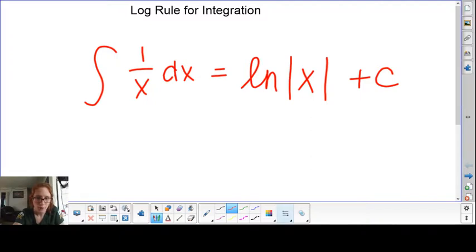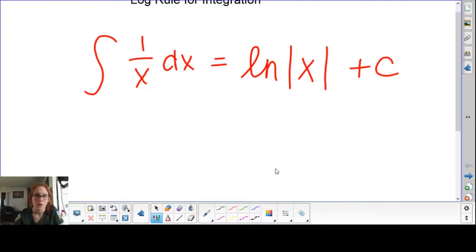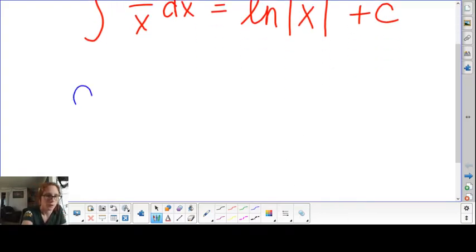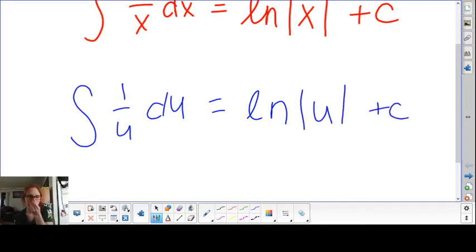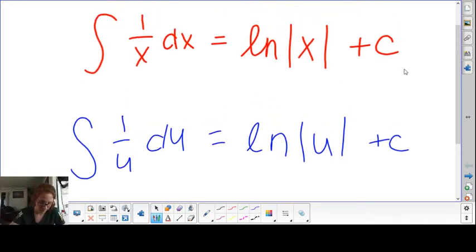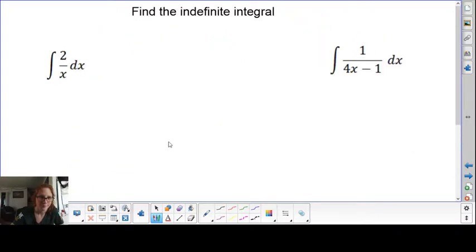Just like with our derivatives, how we could take derivatives of more complicated things, we can also take the integration of the more complicated stuff by doing the integral of 1 over u du being equal to, again, the natural log of the absolute value of u plus c. So let's go ahead and do some integration.